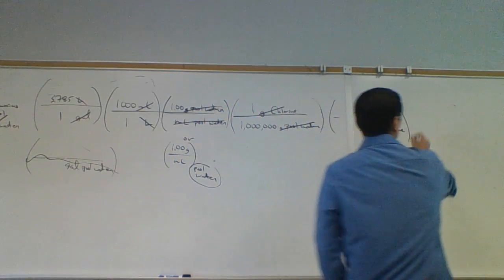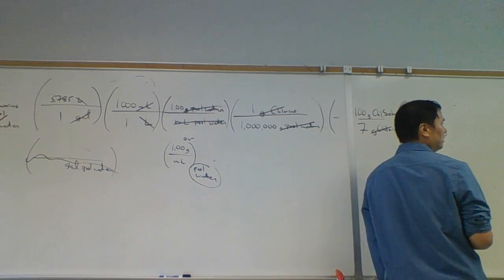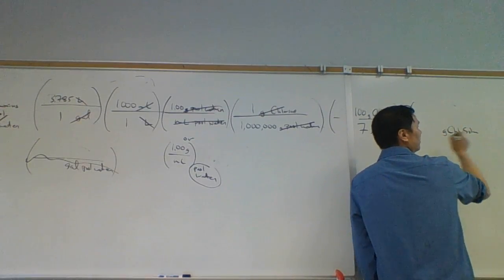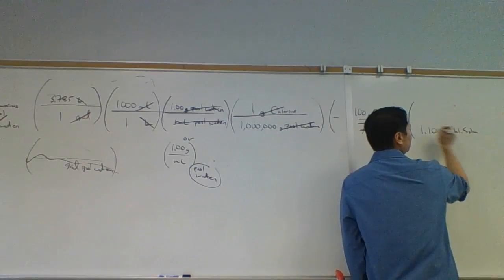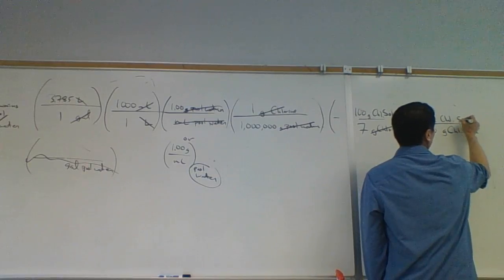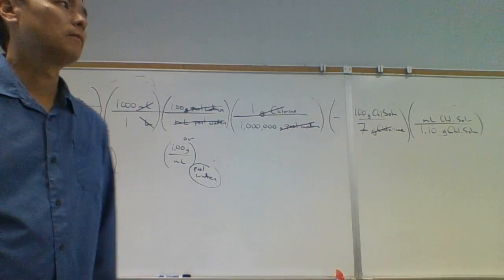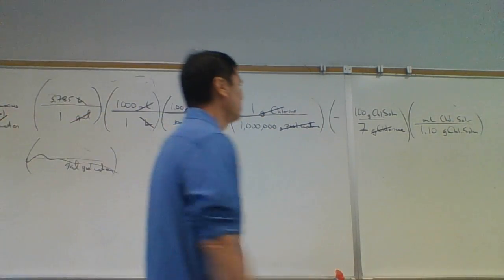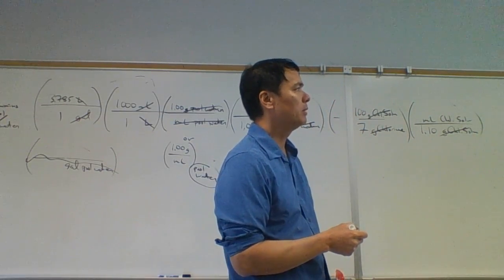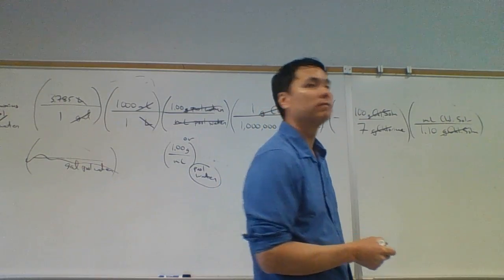So now I need something that gets rid of grams of chlorine solution. Do we have something that has grams of chlorine solution? Yeah. In fact, there's 1.10 grams of chlorine solution for every milliliter of chlorine solution. Okay, so that gets rid of the grams of chlorine solution and gives us milliliters of chlorine solution, but they don't want milliliters. What do they want? They want liters of chlorine solution, not milliliters.